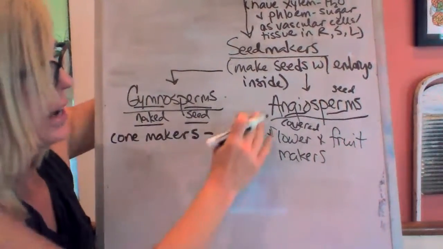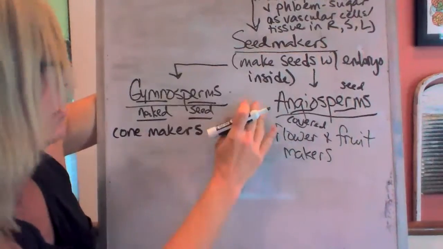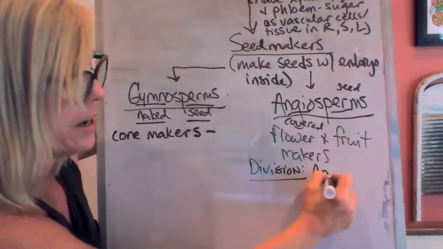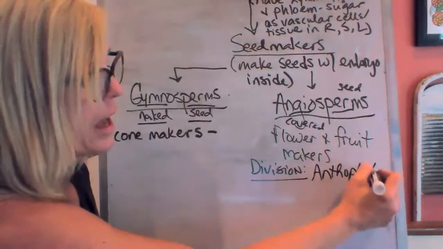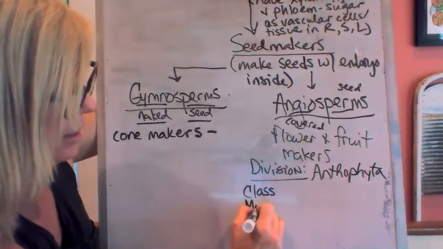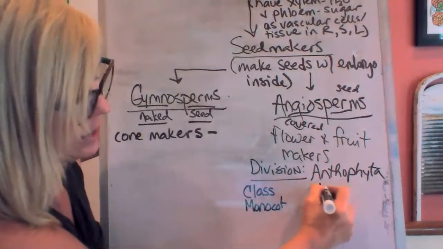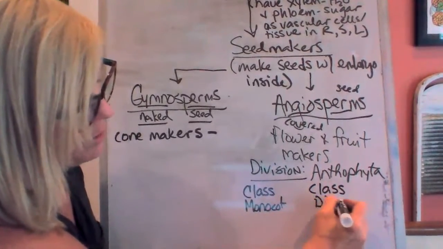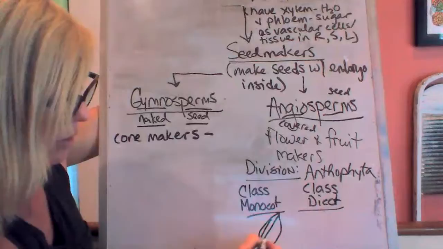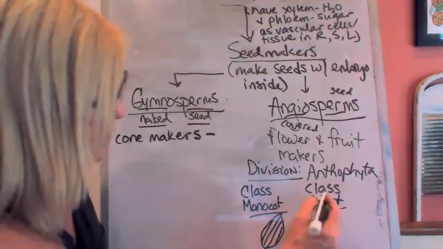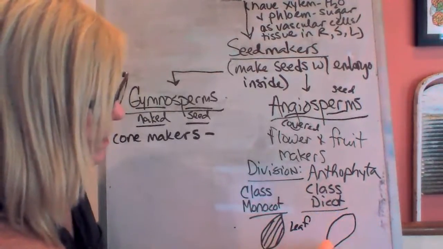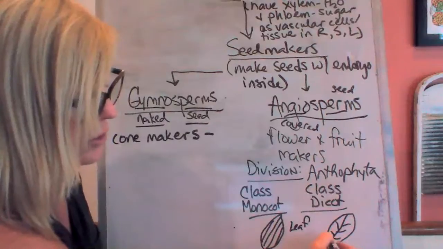So let's go back here to the angiosperms. The angiosperms, actually the division, I didn't realize I didn't write that down either, is called Anthophyta. And they have two classes, class monocot and class dicot. And so to be a monocot, leaves have veins that run parallel. So if this is the leaf, if this is a dicot leaf, you would have veins that are branched.